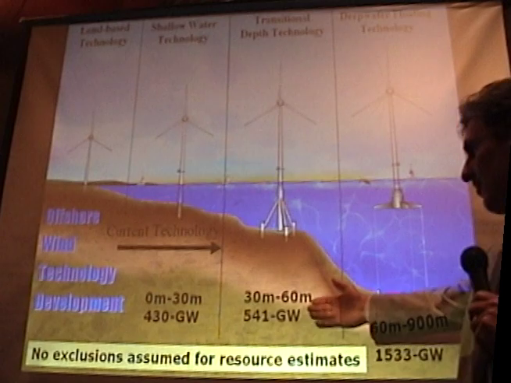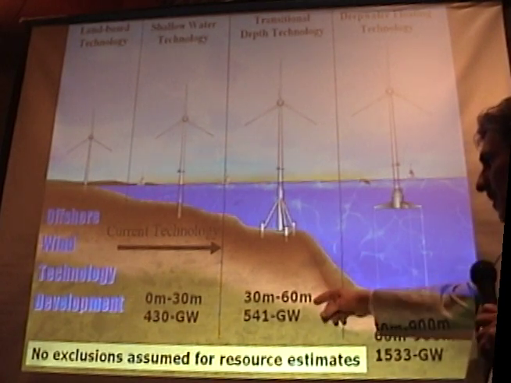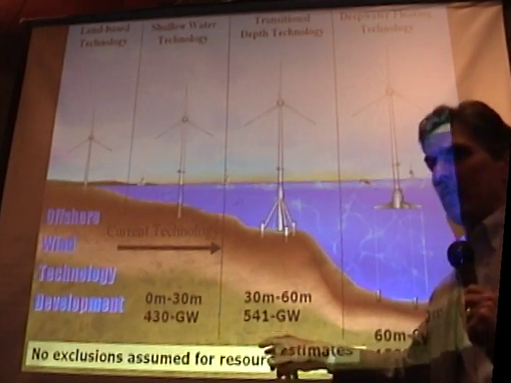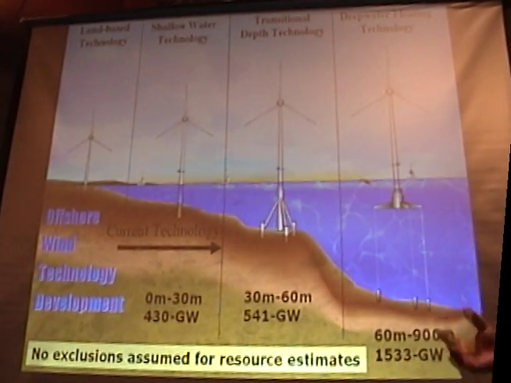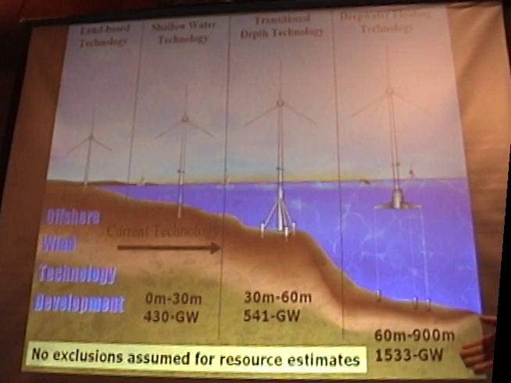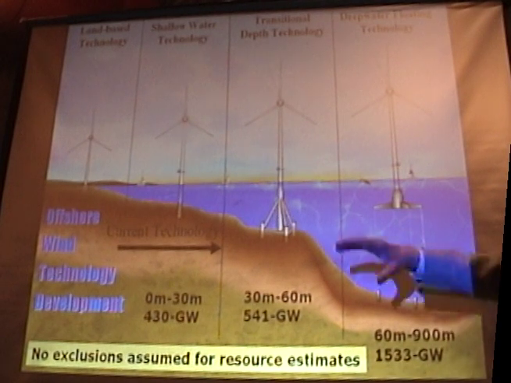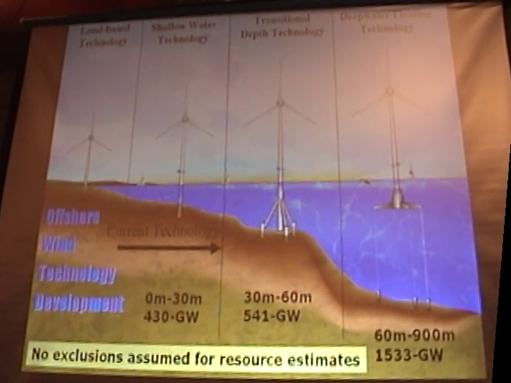But if you add in the transitional depths, which is 30 to 60 meters, and add those two together, it's almost equal to what the national grid is. And then if you add floating, you're up to another 1,500 gigawatts of potential. So if you add all those together, the offshore resource is very large. It's not as big as the land-based resource, but it's big enough to do a large amount of our energy production.